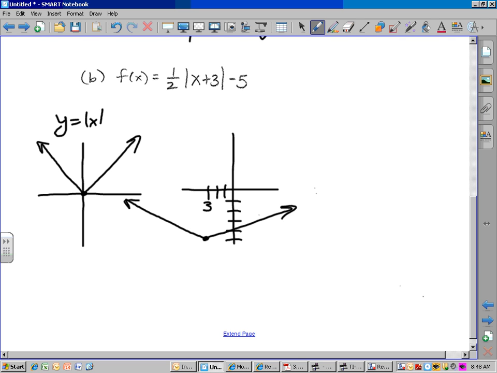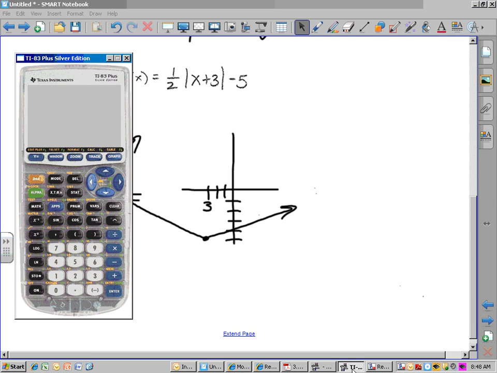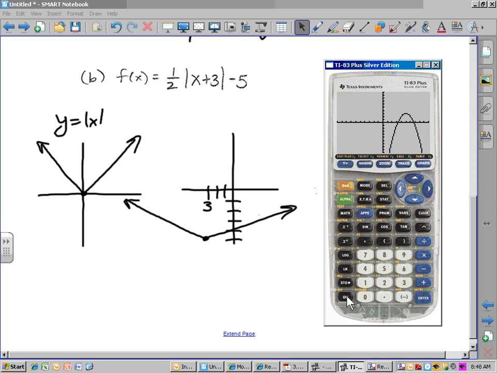So the critical point looks like it's occurring at negative 3. Okay. I'm going to read this graph from left to right. Again, if you don't know what the graph looks like, we can put it into the calculator. 1/2 or 0.5 times the absolute value of x plus 3, minus 5. Zoom 6. And that looks very much like what I have drawn.